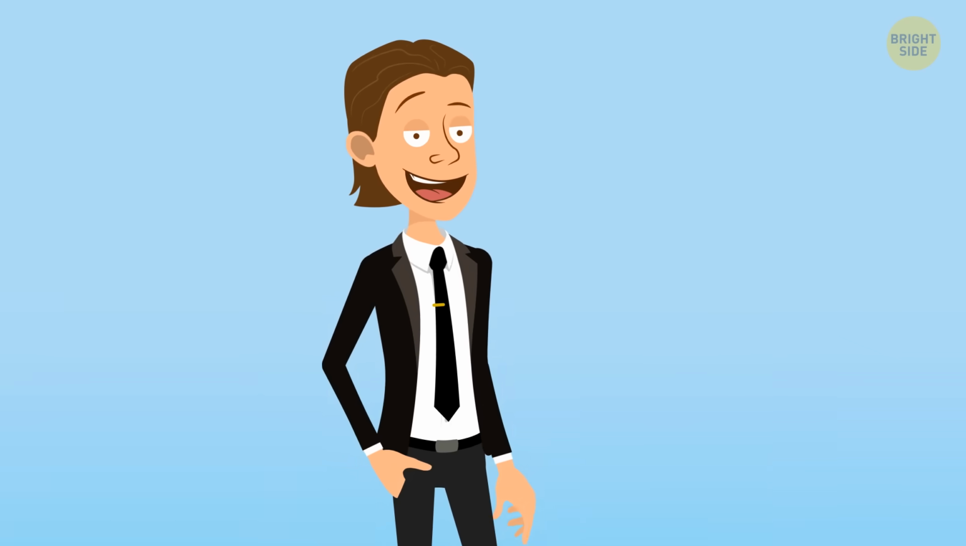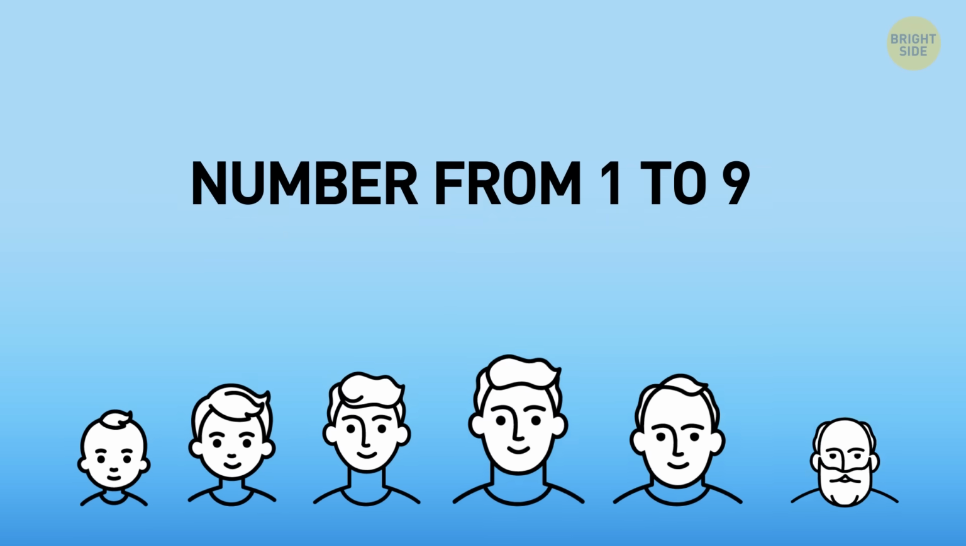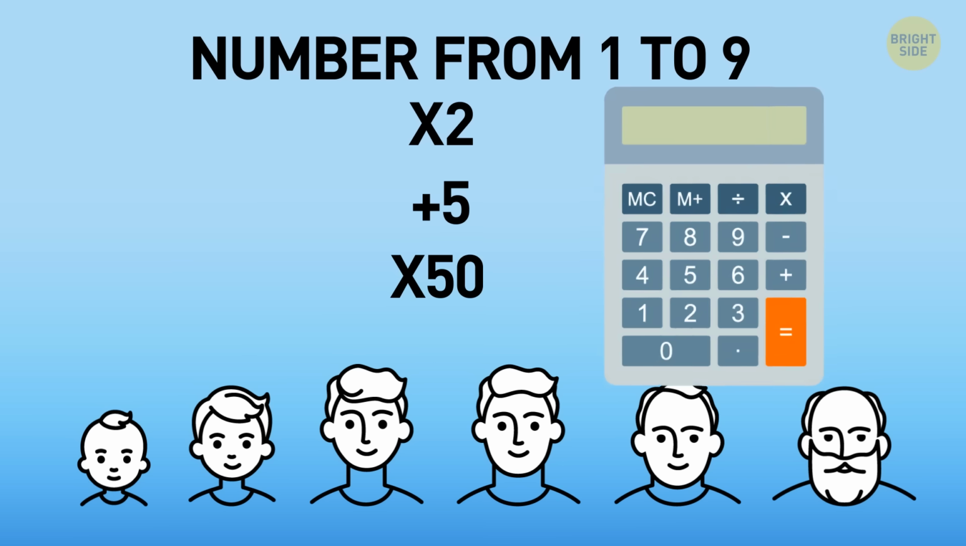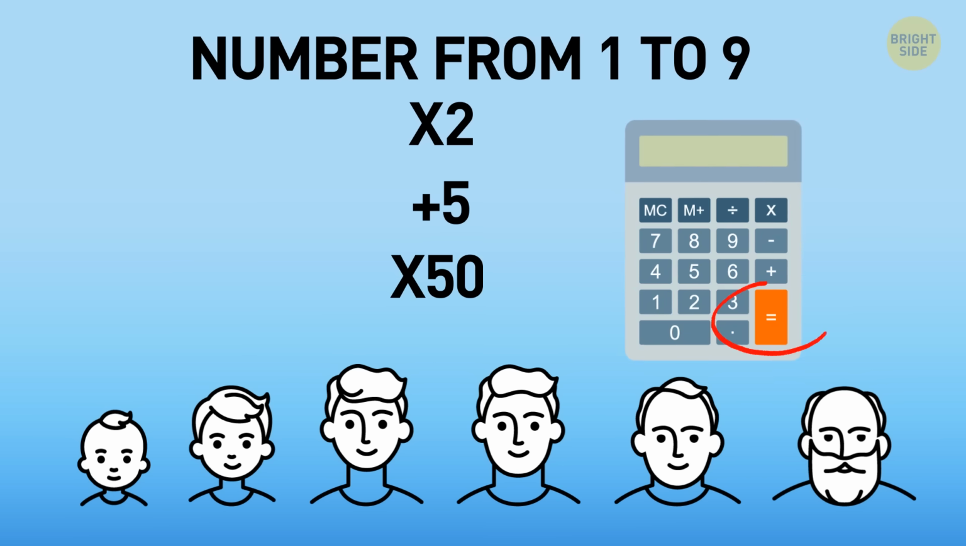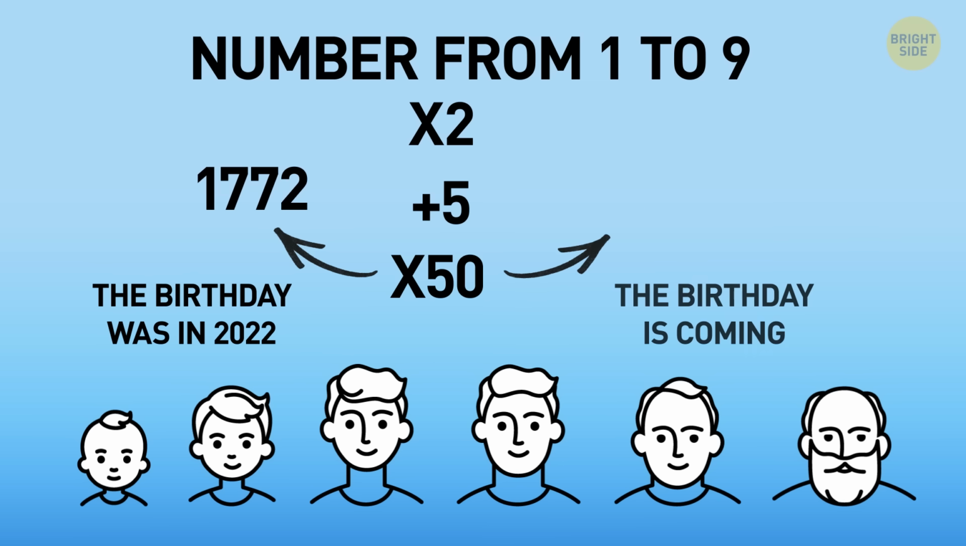Okay, now I'm ready to guess your age. Think of a number from 1 to 9, multiplied by 2. Add 5. Now, you'll need to do some major math and multiply your number by 50. Feel free to use a calculator, but don't forget to press the equal sign after every step. If you've already had your birthday this year, 2022, add 1772 to your answer. If your birthday is still coming up, congrats and add 1771 to your big number.